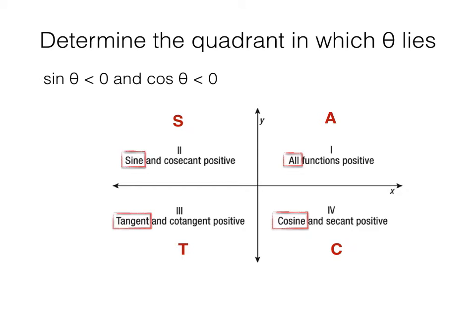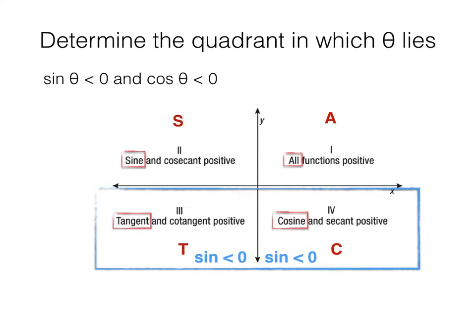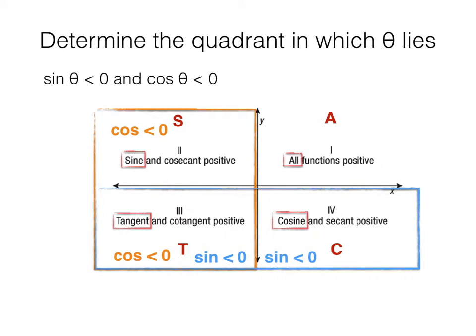So we know for this particular problem that the sine of theta is less than 0. So that has to be the bottom 2 quadrants. But we're also told the cosine of theta is less than 0. So that's these 2 quadrants. So we can see in quadrant 3, both the sine and cosine are negative. So therefore, theta lies in quadrant 3.